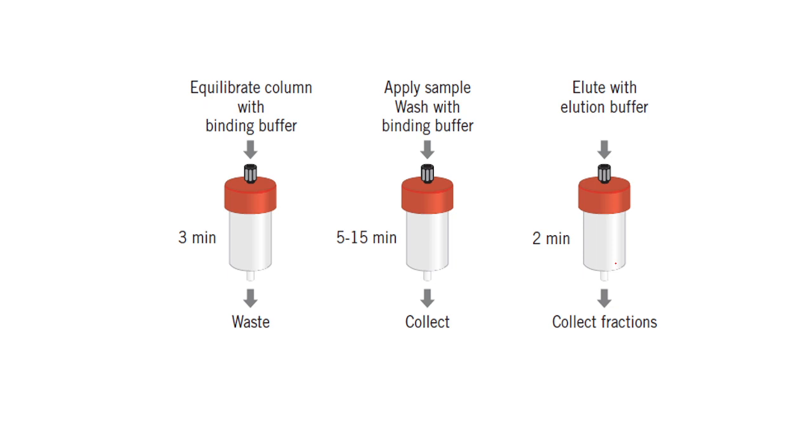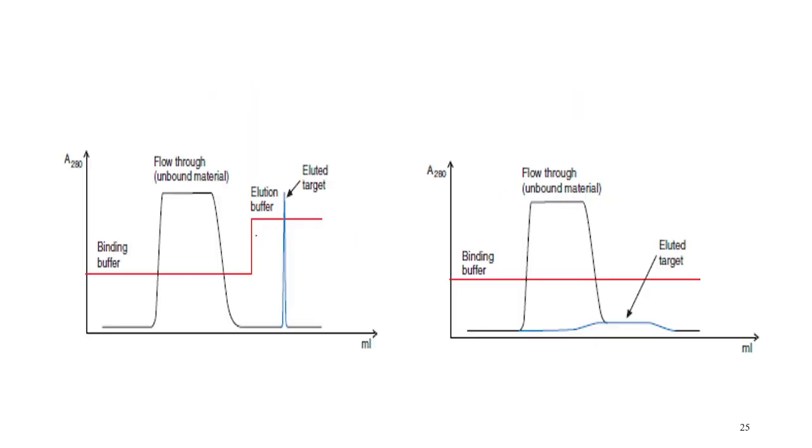So this is the column that we basically use for carrying out affinity chromatography. And if you can see from here, this is the binding buffer. So it is binding, and then you change the buffer composition, and your protein starts eluting. Then you have the flow through of the unbound material, and this is your eluted target, where you do not change the buffer composition.